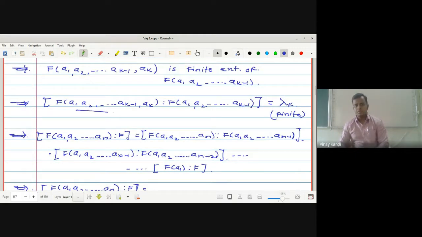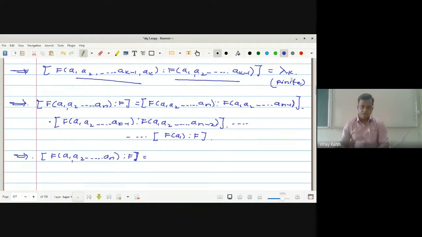In general, we prove this for AK. Actually, what degree will come? Here lambda K, so lambda N, into lambda N minus 1, lambda N minus 2 up to so on lambda 2 into lambda 1. All these lambdas are finite. Hence the product of all of these is also finite.